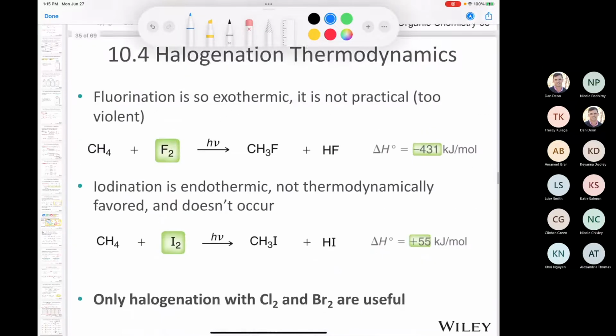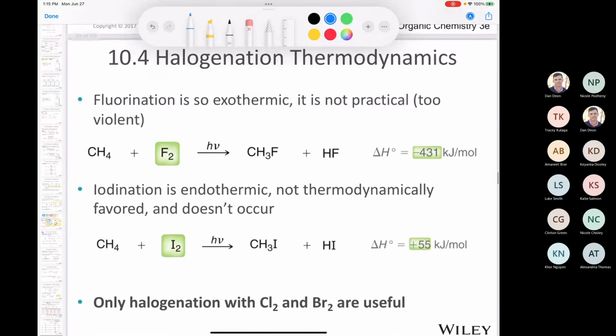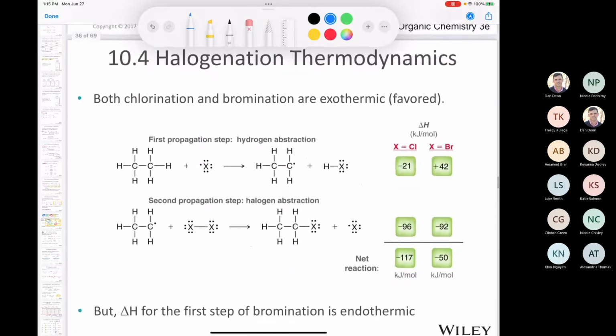Chlorination and bromination, both reasonable. And then we get down to iodination. And since it's endothermic, it's not going to happen. Okay, it doesn't even work. So we can forget about that one. Well, let's move on from there.